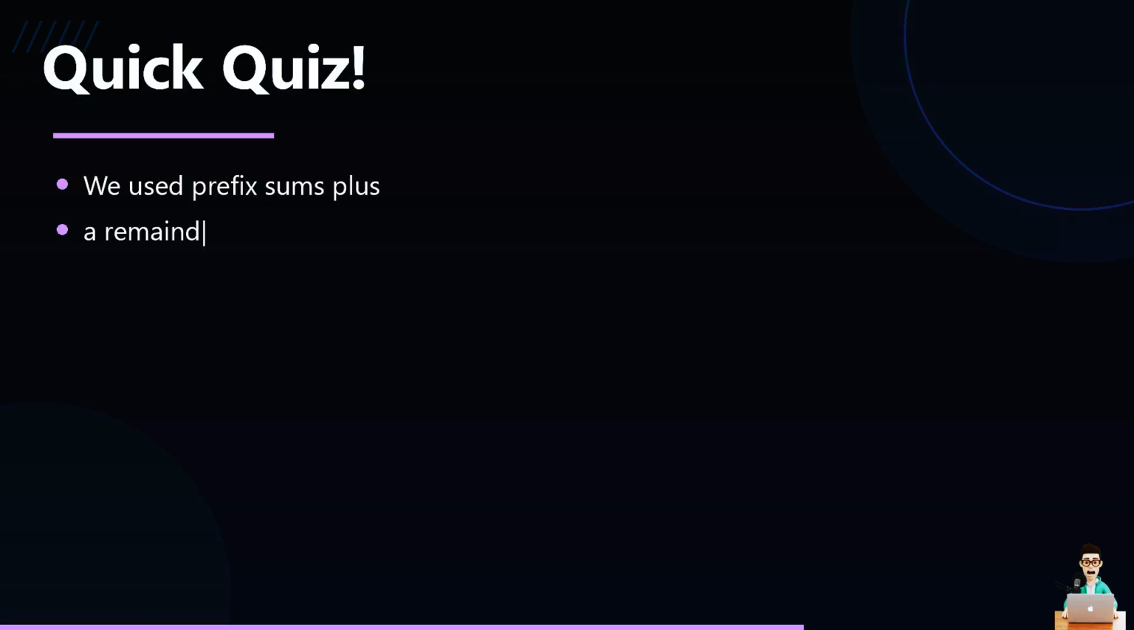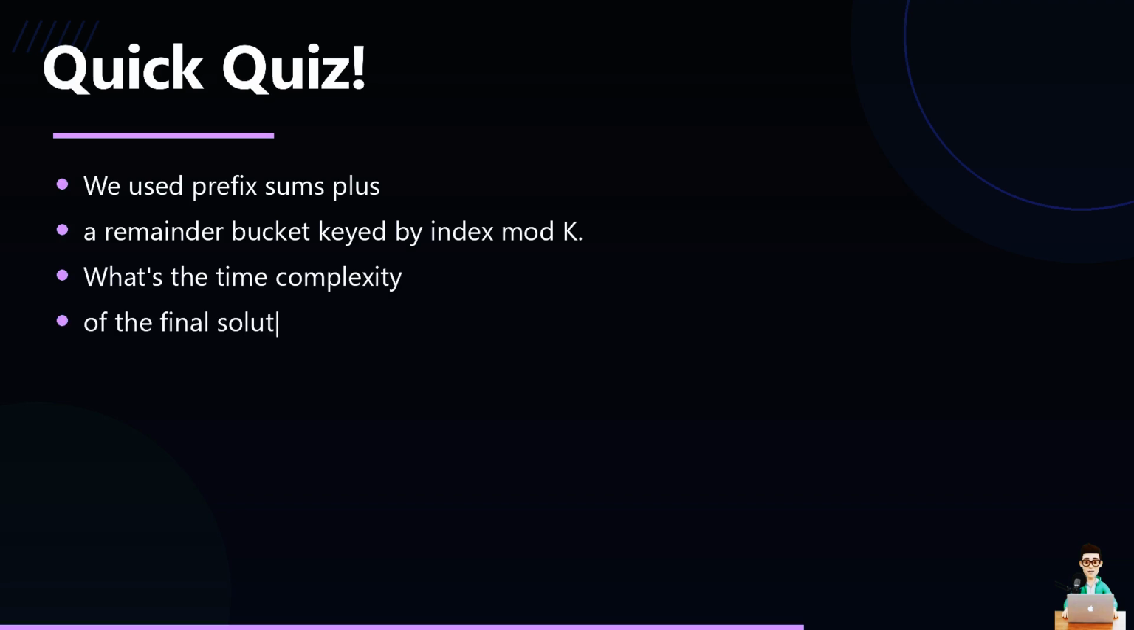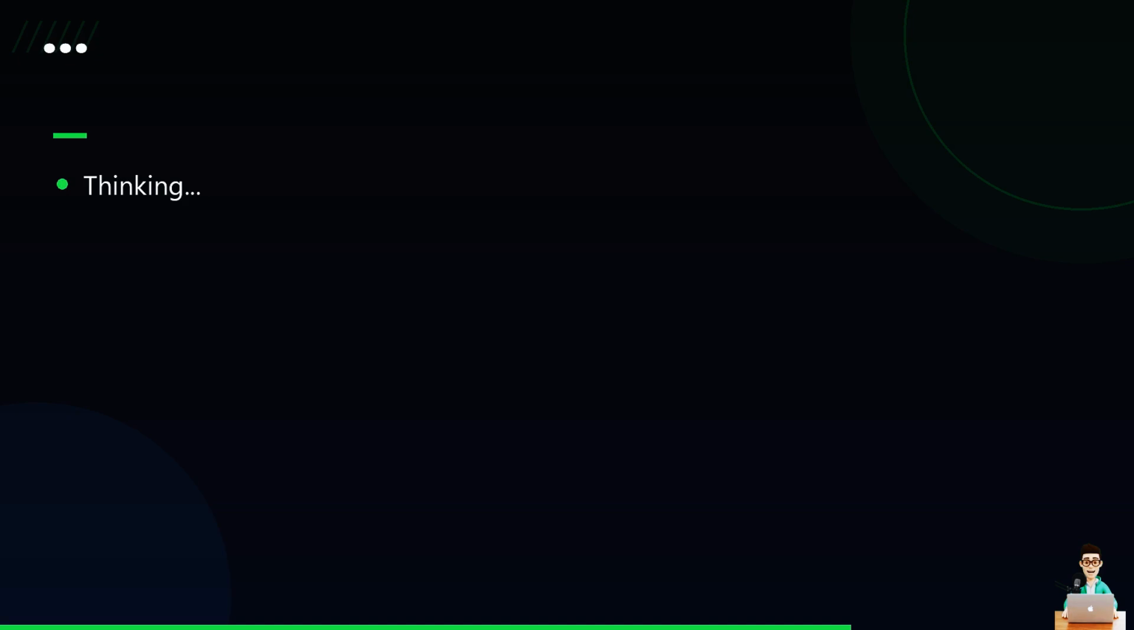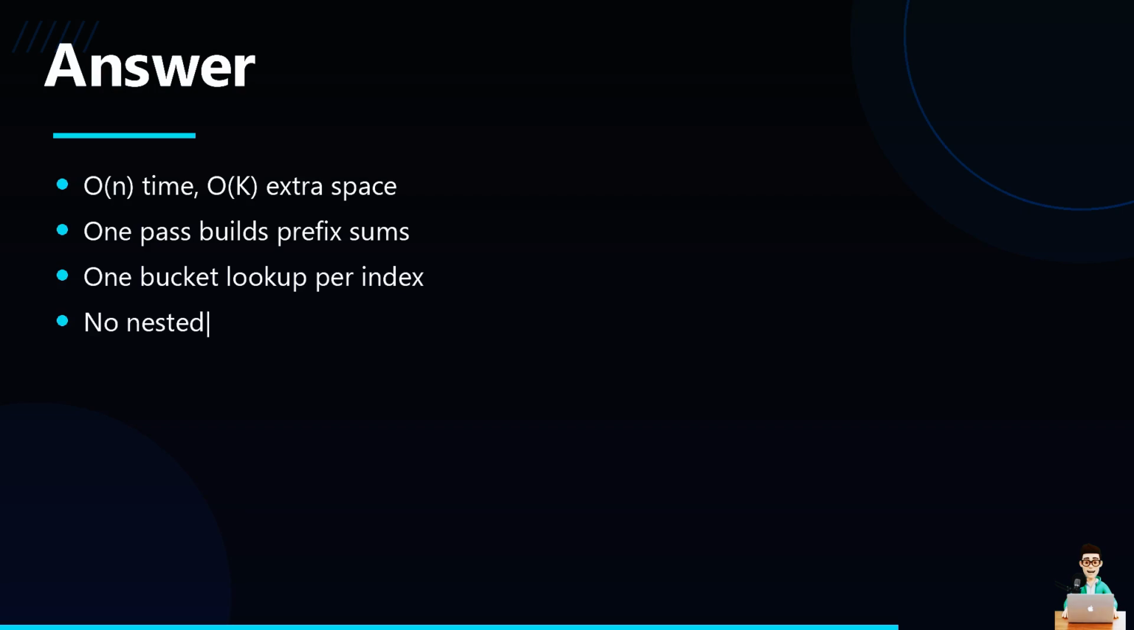Quick one before we go. What's the time complexity of the approach we just built? Pause and think it through. Take a second. Really think about how many buckets we touch and how many prefix sums we compute. It's linear time: one pass to build prefix sums, one bucket check per index, k buckets total, no brute force nesting.